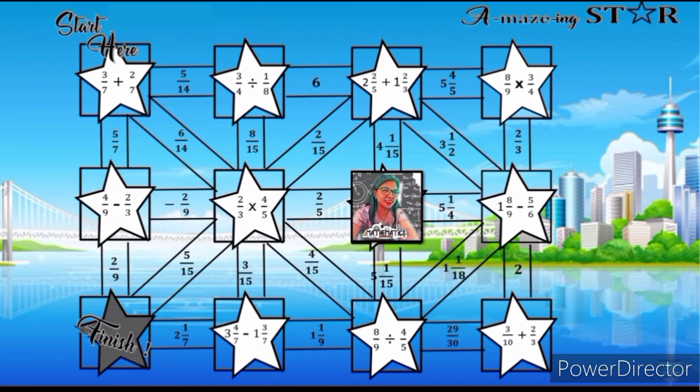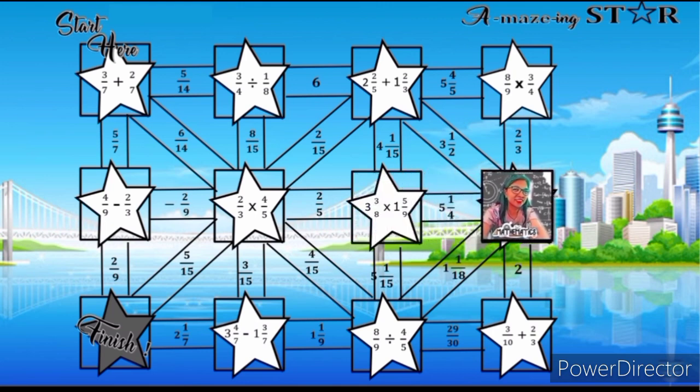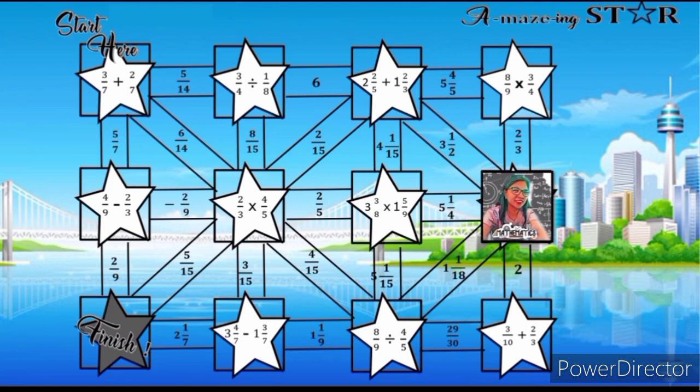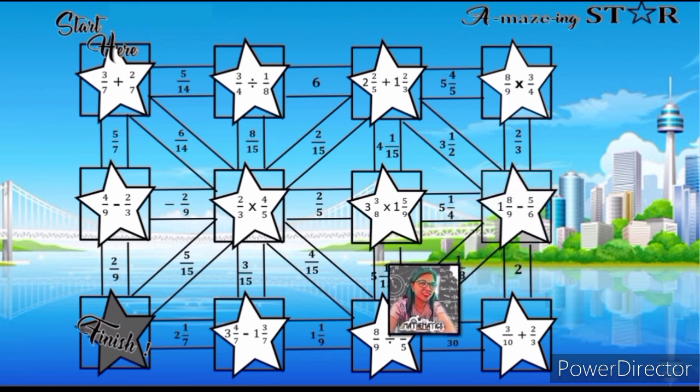Yes, correct. The answer is 5 and 1/4. Let's answer star number 7. 1 and 8 over 9 minus 5 over 6. What do you think is the difference? Correct. We have 1 and 1 over 18.